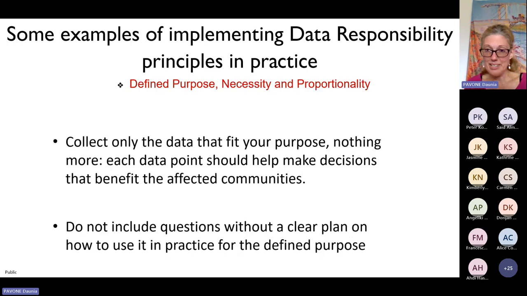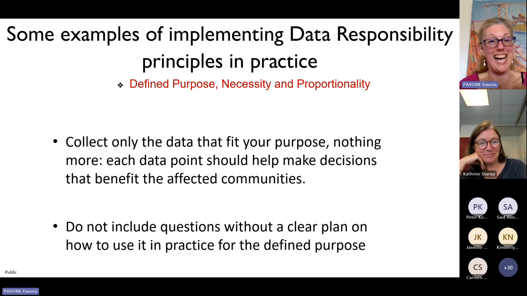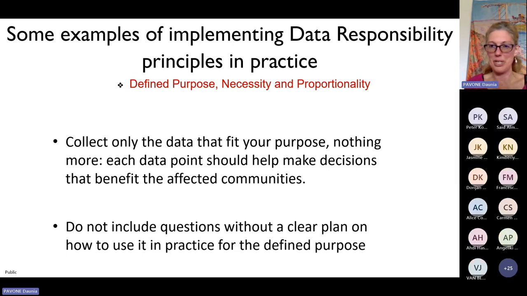I'm going to go with the next principle, which I think Catherine knows. This is my favorite principle of all of them. I don't know why, but I think it's great. It talks about define purpose, necessity, and proportionality. There needs to be a specifically defined purpose for anything we ask and any data we collect.